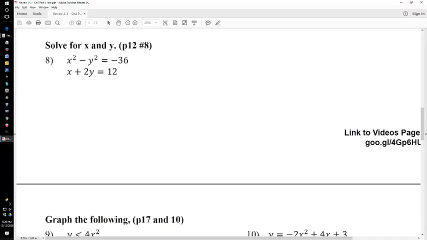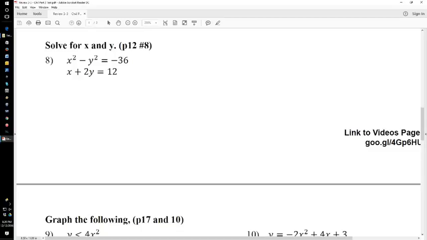Number 8's a little more involved. We're solving for x and y in this case. The only real way of doing it is through substitution. Elimination would prove very difficult. But again, you can use page 12, number 8 as an example from your notes.